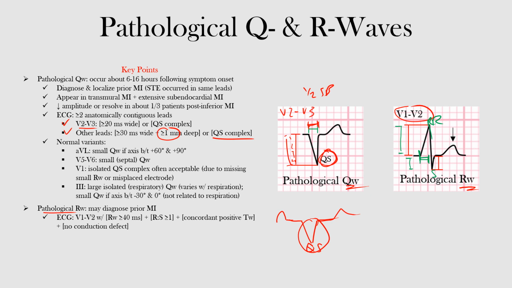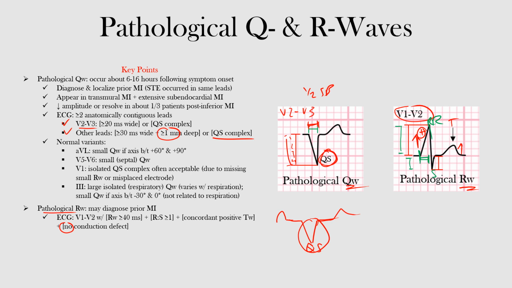We also want concordant positive T waves. Okay. So we have a positive upright QRS complex, okay, taller R wave than our S wave. And then also if we look at our T wave, which is indicated here, it's again upright. So we have concordance with our T wave in the QRS complex. And also you want no conduction defect present as well.